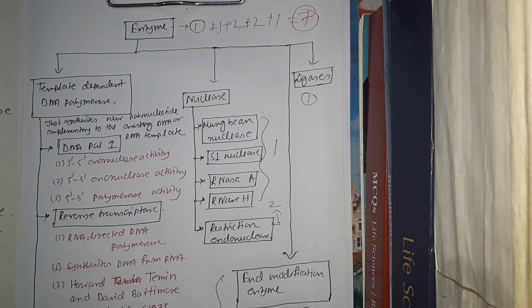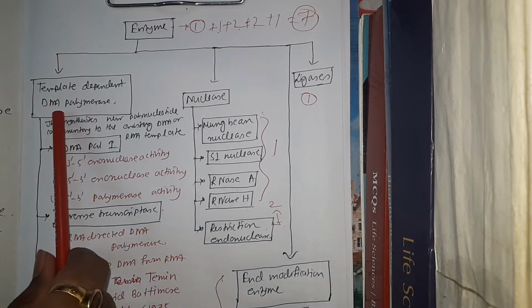The overall enzymes that take part in recombinant DNA technology can be divided into four basic parts, or broad categories. The first one is template dependent DNA polymerase, the second one is nuclease, the third one is end modification enzymes, and the fourth one is ligases. So the first one is template dependent DNA polymerase.